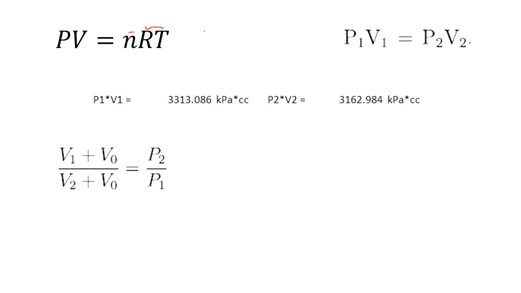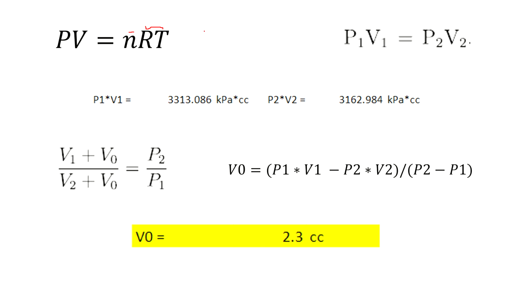in which it is summed to both the numerator and denominator of the volumes. If we then clear this formula for volume zero, we get the next formula, in which pressure 1 times volume 1 minus pressure 2 times volume 2, all of that divided by pressure 2 minus pressure 1, gives us volume 0. So when we account for this, we get that volume 0 is around 2.3 cubic centimeters.